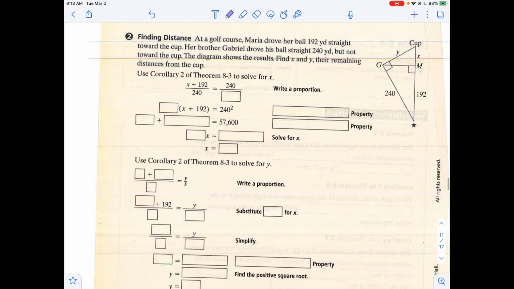Okay, so that one's just a proportion, which we already know how to solve. Then example 2, finding distance. At a golf course, Maria drove her ball 192 yards straight toward the cup. Her brother Gabriel drove his ball 240 yards, but not toward the cup. The diagram shows the result. Find x and y, their remaining distances to the cup. Use corollary 2 of theorem 8.3 to solve for x.